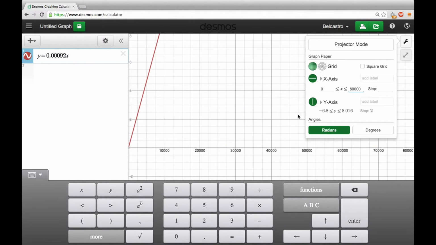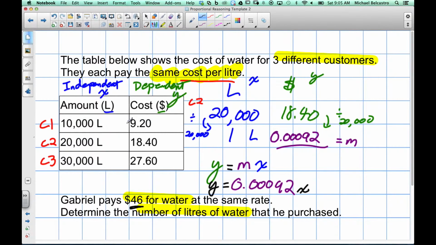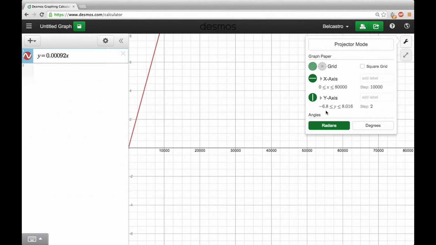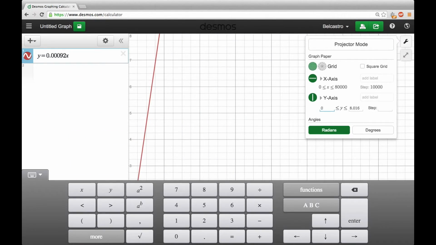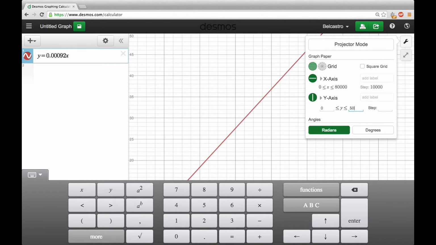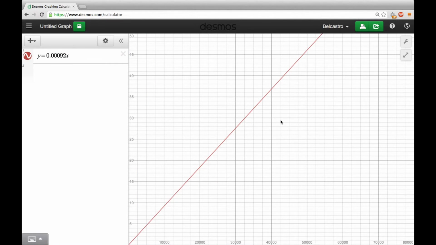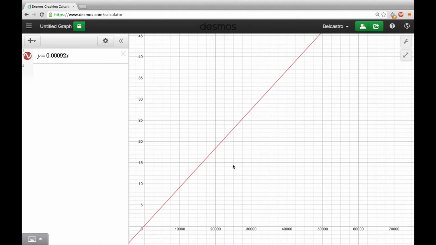Okay. Our y-axis, on the other hand, goes from 0 to 20. We know we kind of max out at 46, so I'll just go to 50. So we know 0 is the lowest amount for our y. Okay. So here's our axis now, and I can pull it down just a little so we can see our numbers. Here we start at 0, and here's 10,000, and we know at 10,000 they paid $9.20. This is great.